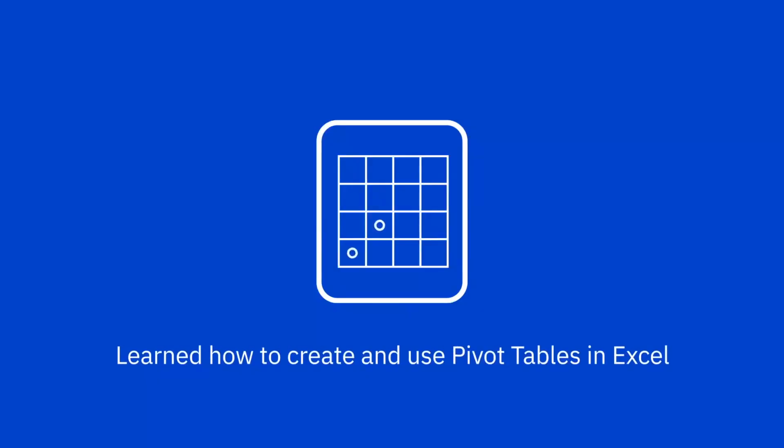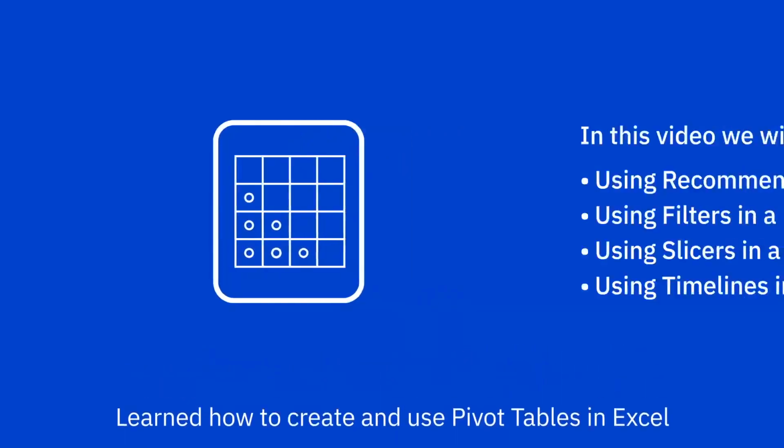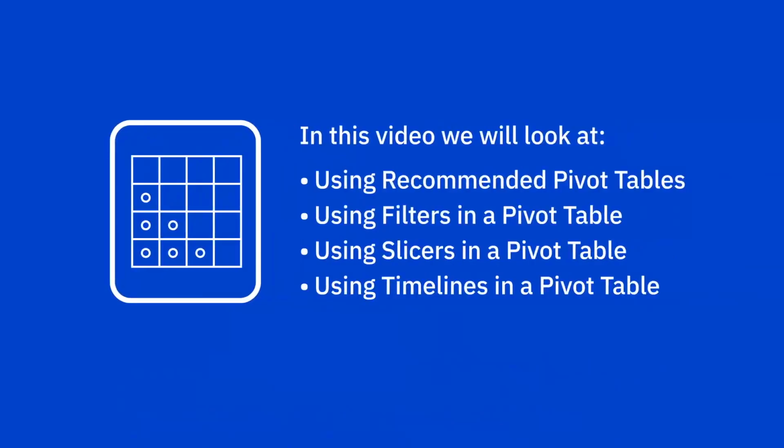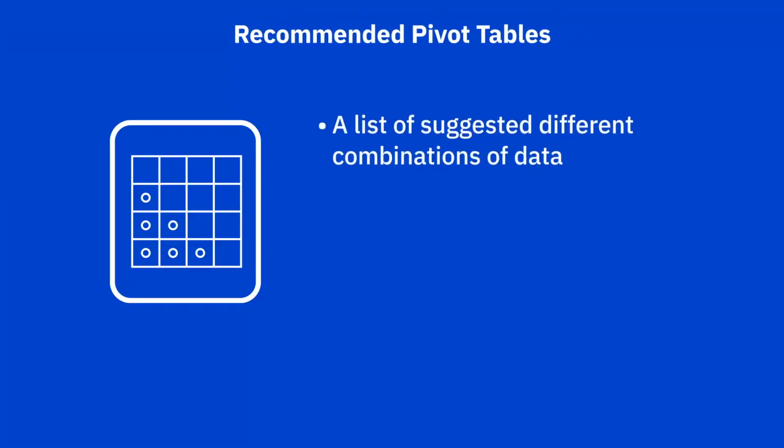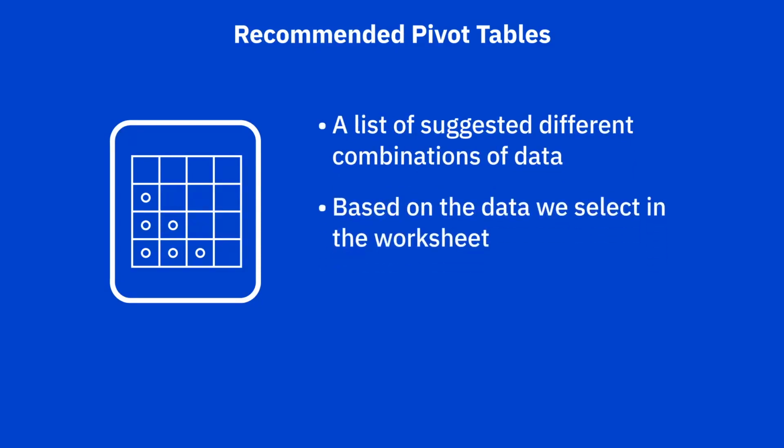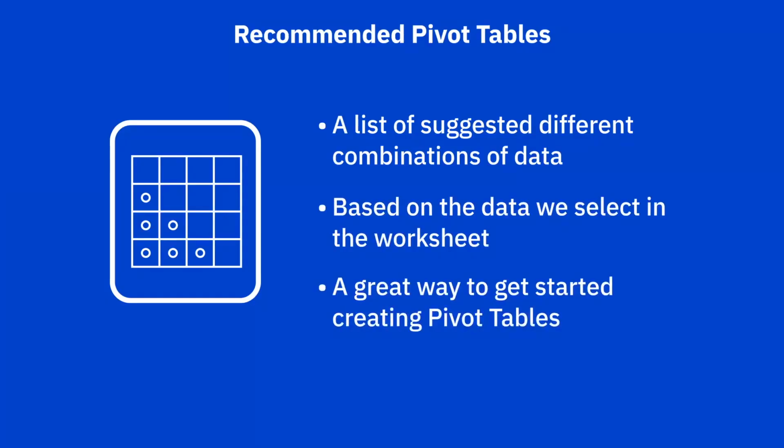Now that we've learned how to create and use pivot tables in Excel, in this video, we'll look at some other features that we can use with pivot tables, including recommended pivot tables, filters, slicers, and timelines. First, let's look at recommended pivot tables, which isn't exactly a feature as such. It's really more of a list of suggested different combinations of data that could be used when creating a pivot table. These recommendations are based on the data we select in the worksheet, and they are a great way to get started creating pivot tables if you don't have much experience with them yet.